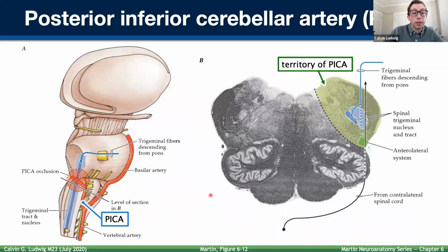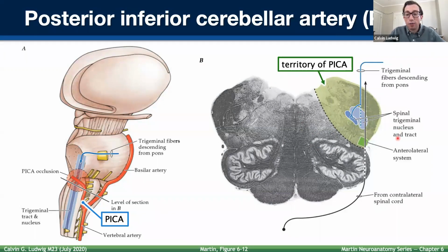Now, here we go. A bit of vasculature for you. Posterior inferior cerebellar artery. And because that's a mouthful, we just say PICA. Here it is labeled on this figure. It provides the arterial supply to the dorsolateral, here in green, portion of the medulla.